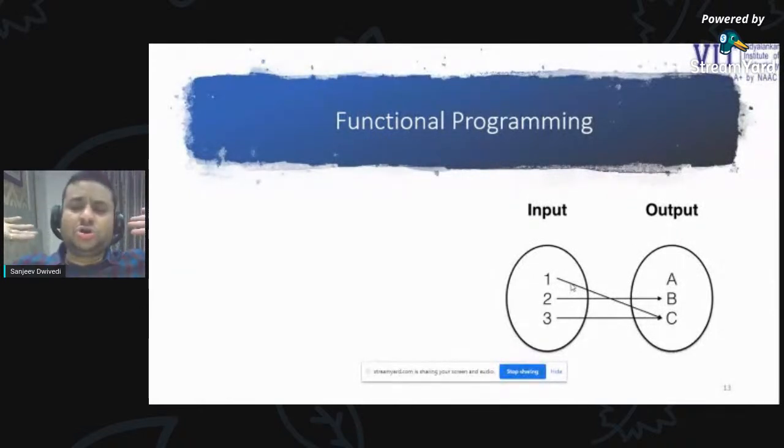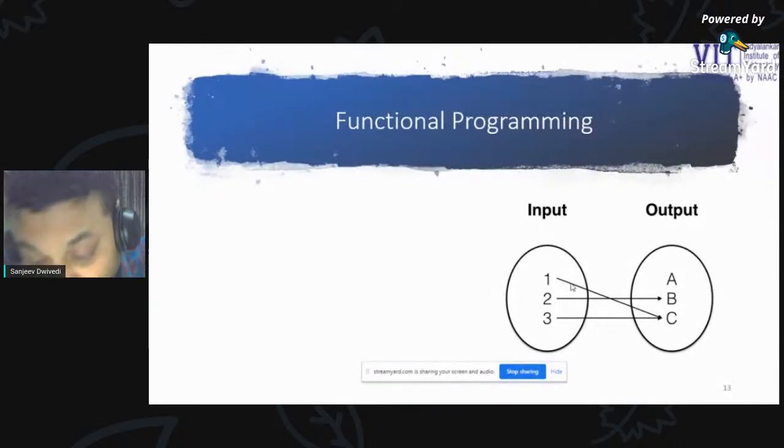And a function doesn't depend on the environment. Function has nothing to do with the system. Function has nothing to do with the environment. It says, you give me input, I will give this output. So, like the way I said, it is a relation for which each value from the set of first component of an ordered pair is associated with exactly one value from the set of second component of an ordered pair.